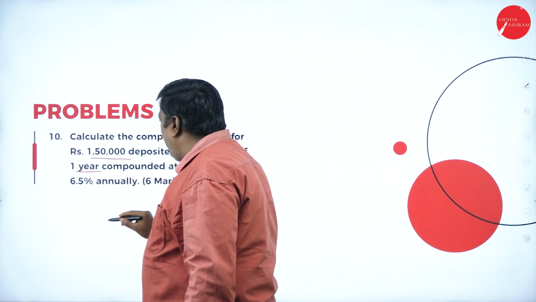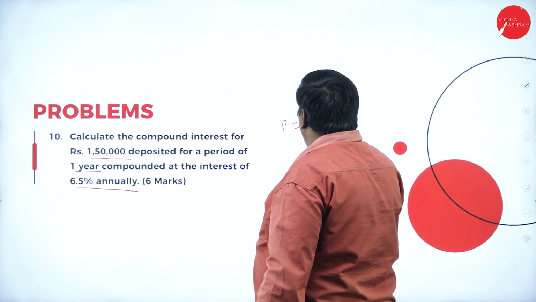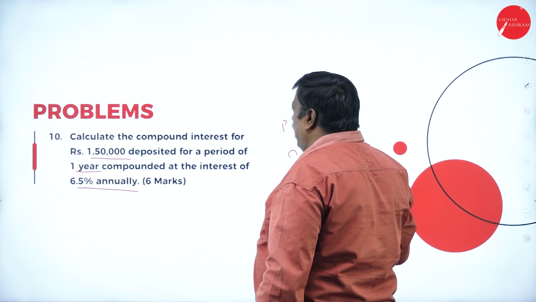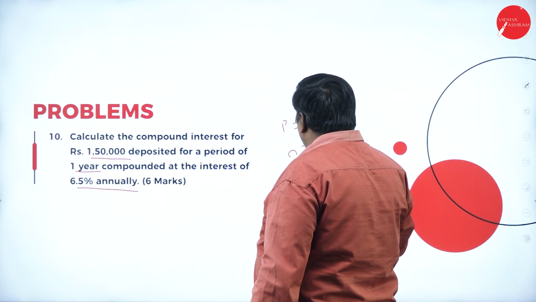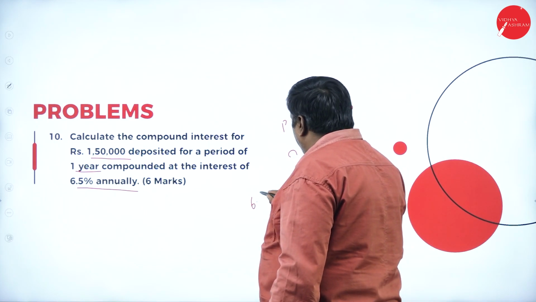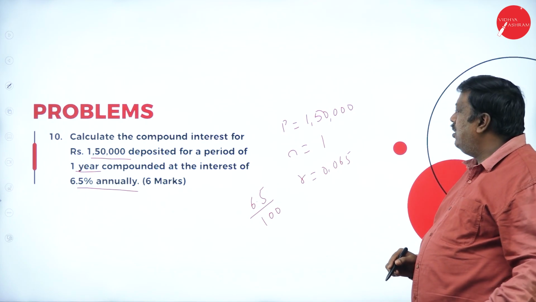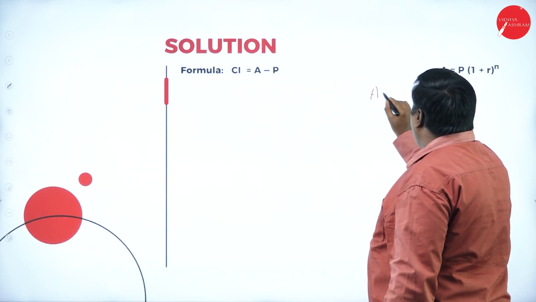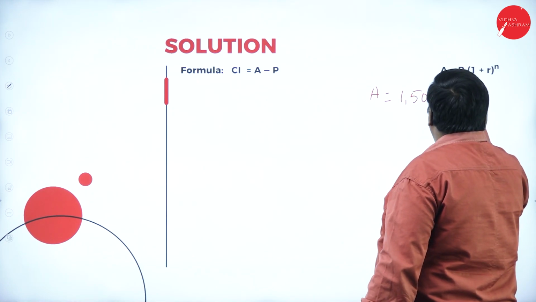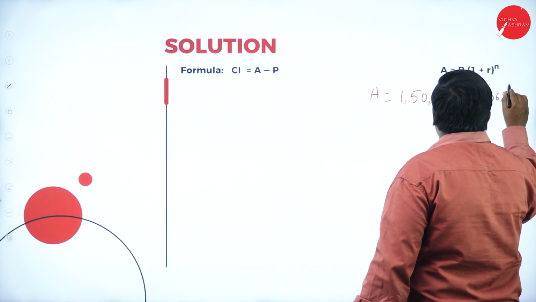The last concept what we have taken here is 1,50,000. The deposit is for 1 year, at 6.5% annually. The principal amount is 1,50,000 and N is 1 year and R will be 0.065. That is 6.5 divided by 100. So now annuity A equals 1,50,000 into 1 plus 0.065 to the power of 1.